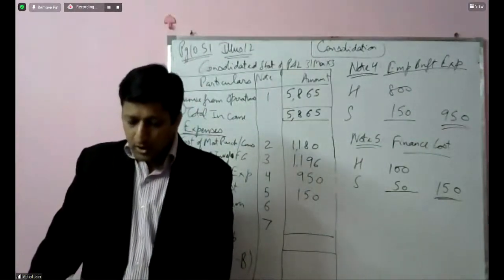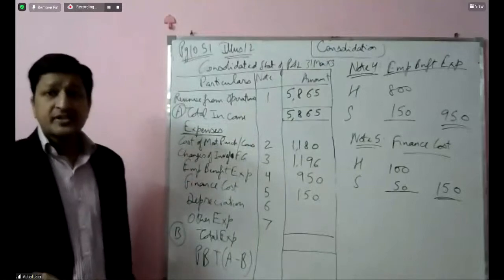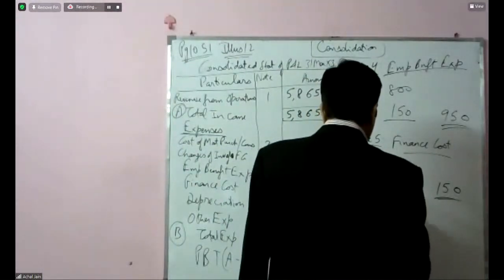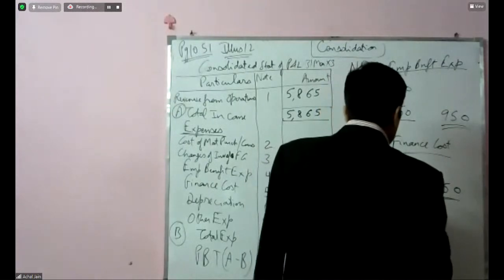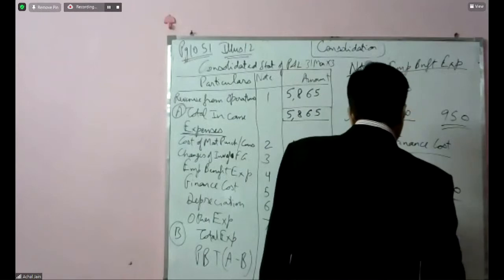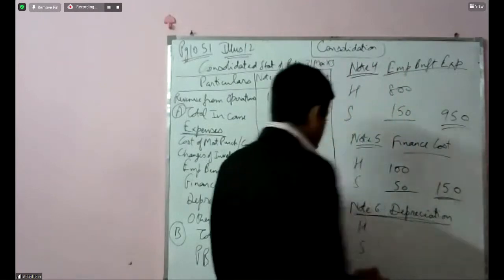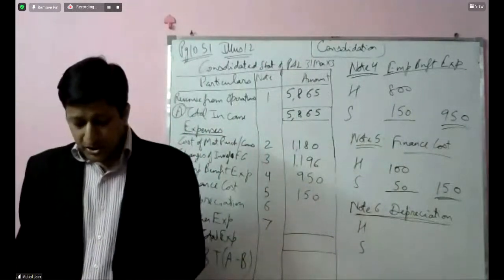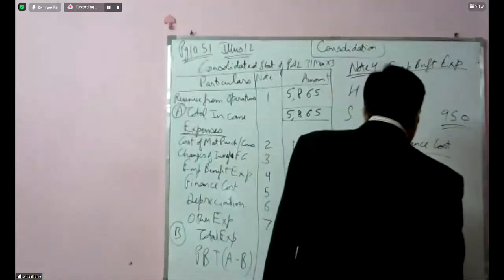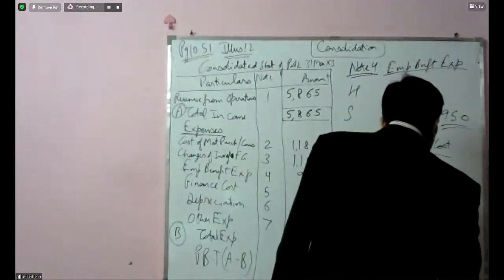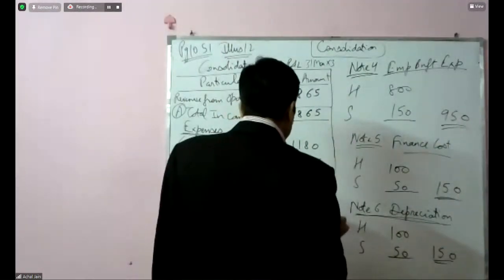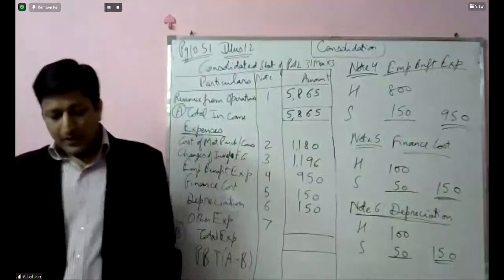Then moving further on to the next note, depreciation. On depreciation also there is no adjustment. H and S, on depreciation we have 150. Here again there is no adjustment. So this becomes 150. All right.